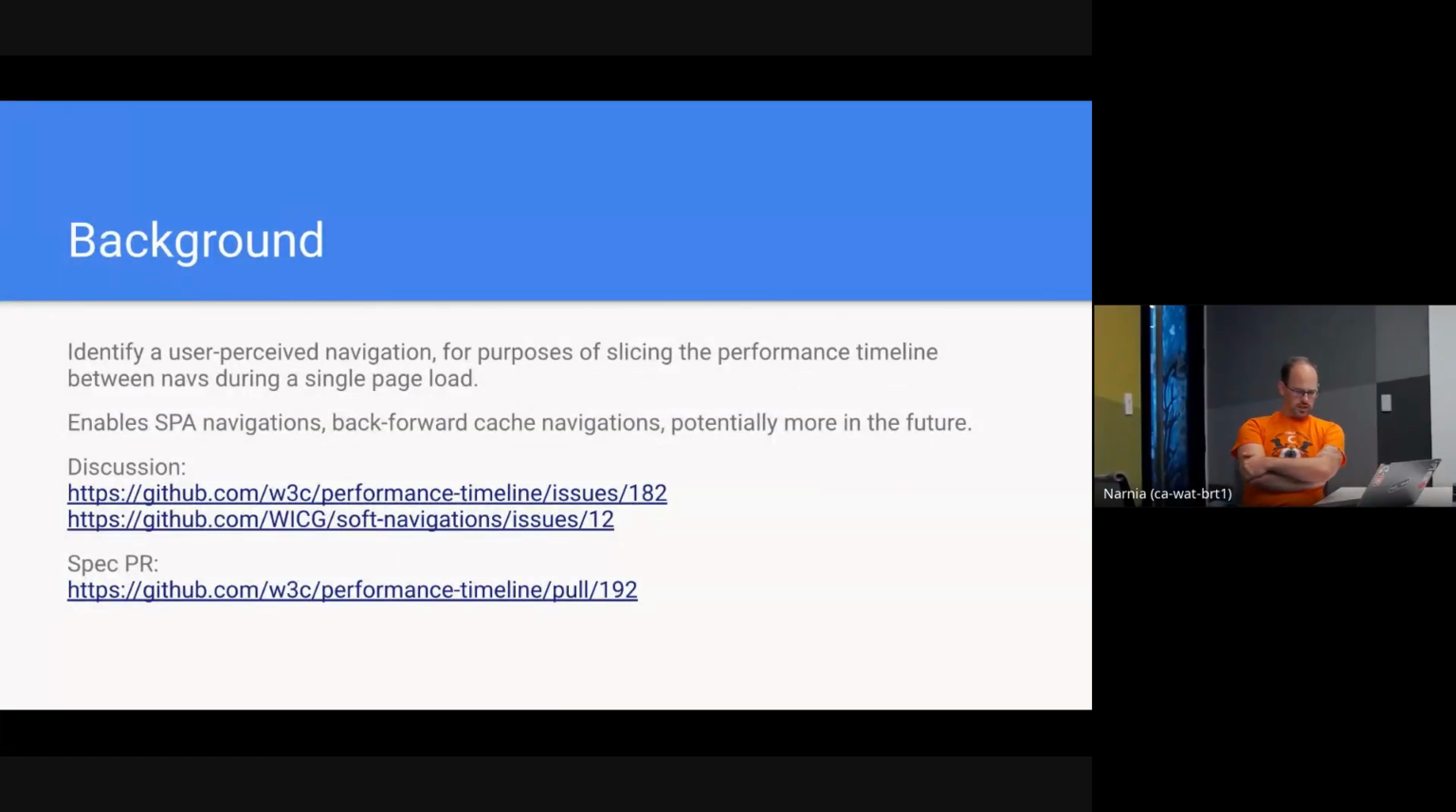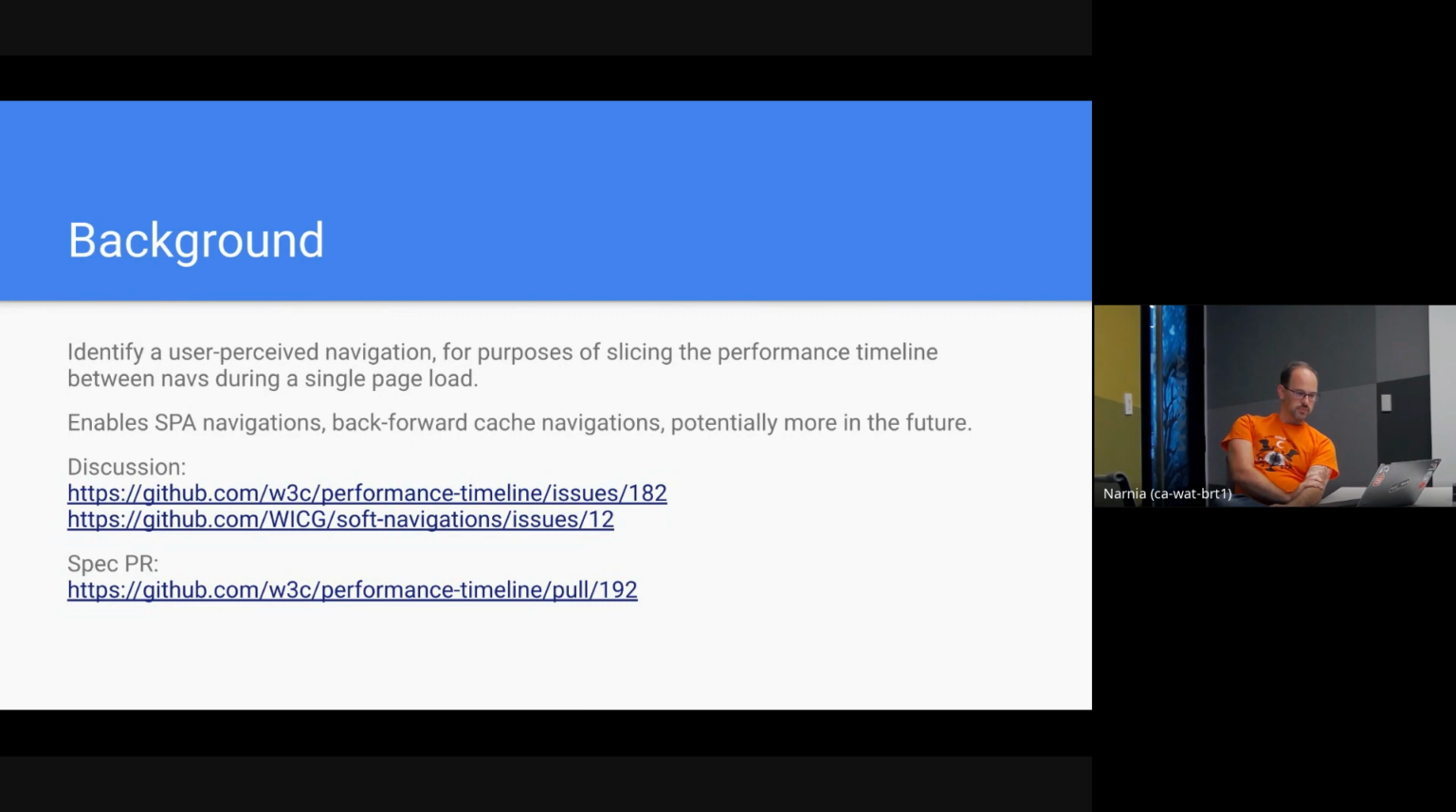Essentially what I'm trying to do here, I'm getting the spec PR ready, is that we are looking at identifying the user perceived navigations during a page load. And this includes things like the initial navigation, back forward cache restores, SPA navigations, with the idea that this might even expand in the future.